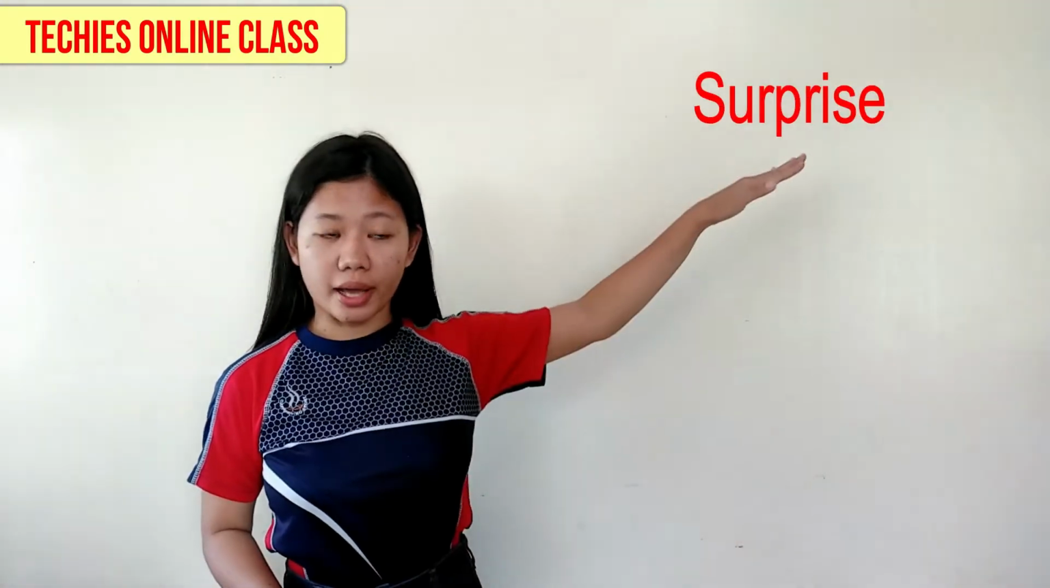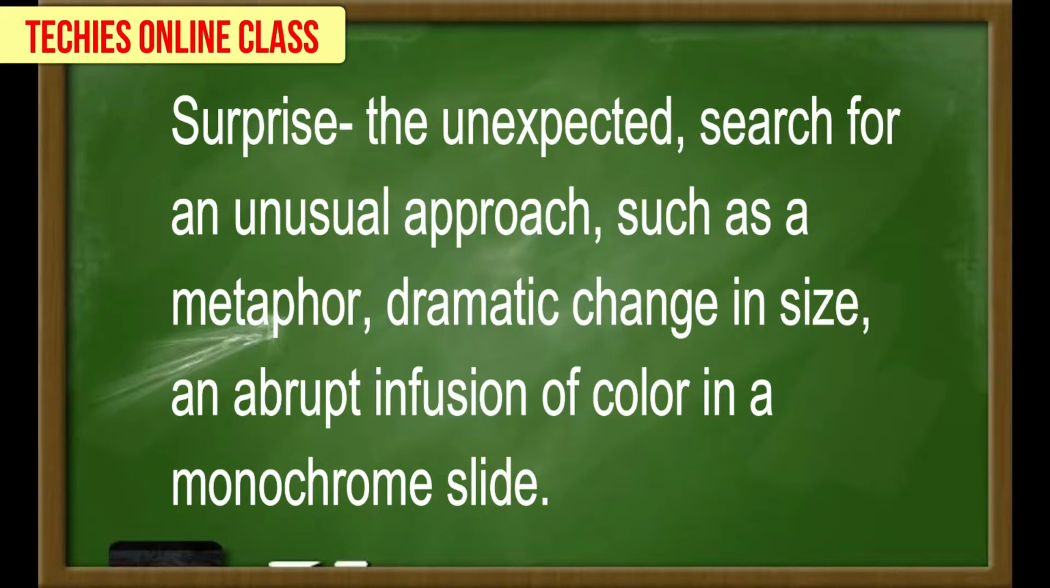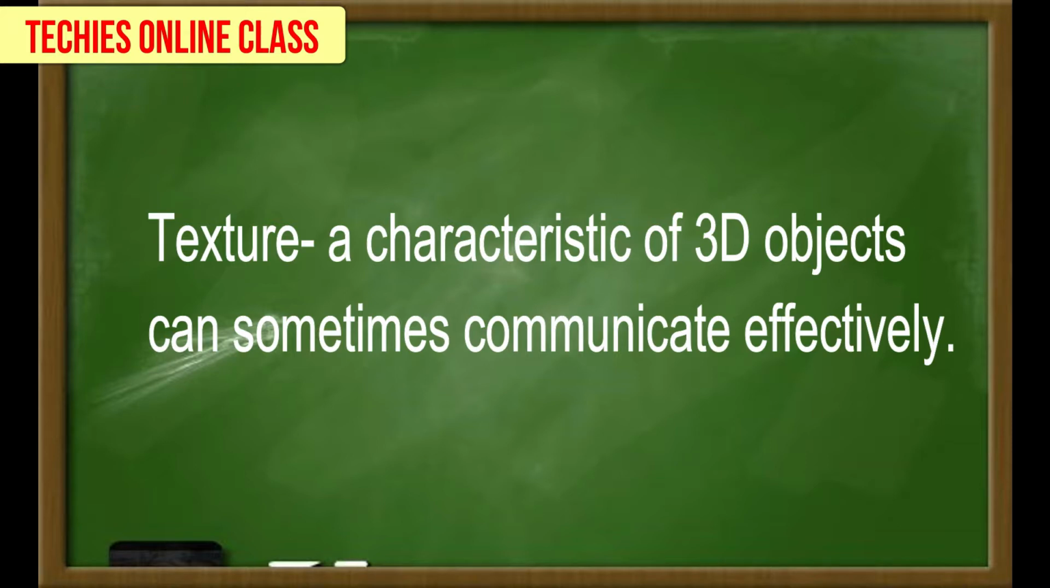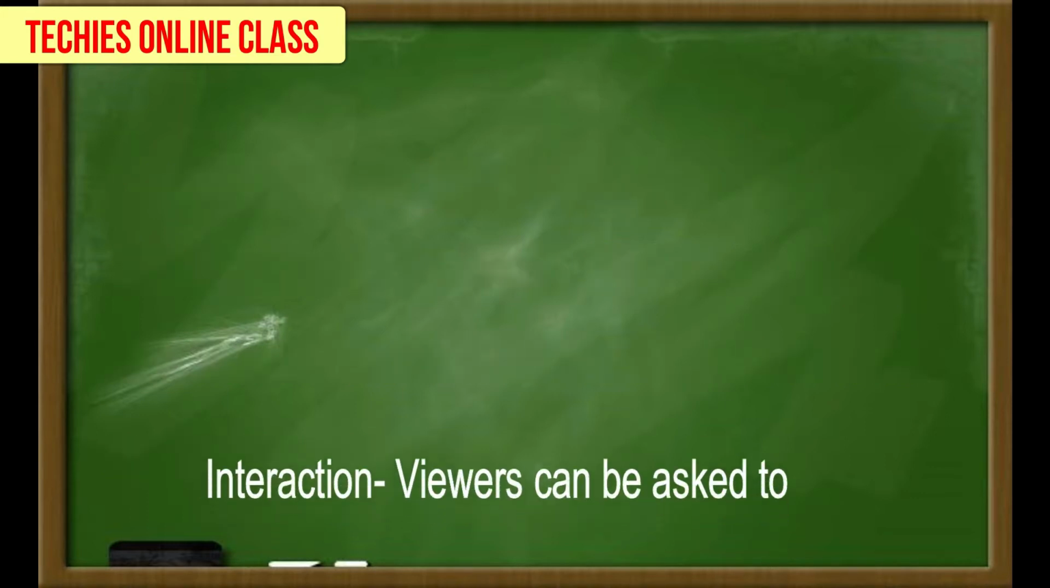These are the surprise, texture, and interaction. Surprise is the unexpected search for unusual approach, such as metaphor, dramatic change in size, and abrupt infusion of color in a monochrome slide. Texture is a characteristic of 3D objects that can sometimes communicate effectively. Elementary teachers know this. They have their cotton ball clouds, their twisted paper tongues that allow touch of the visual and more learning. And lastly is the interaction.